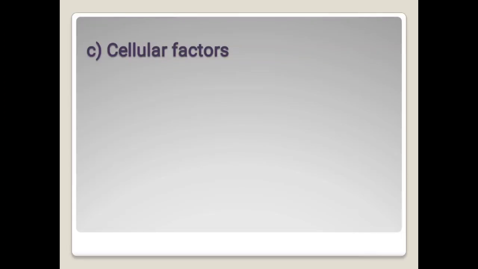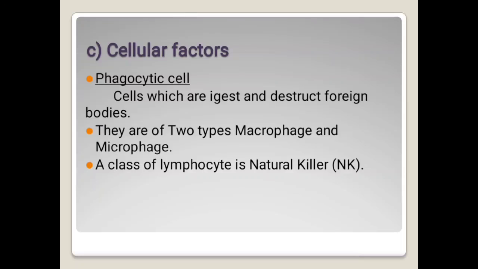The third one is the cellular factors. Cellular factors occur in innate immunity. These cellular factors show cellular action, meaning at the cellular level, how the foreign particle does not easily enter the body is termed the cellular factor. First one is the phagocytic cell. The phagocytic cells are the cells which ingest and destroy foreign bodies. That type of cells are known as phagocytic cells.